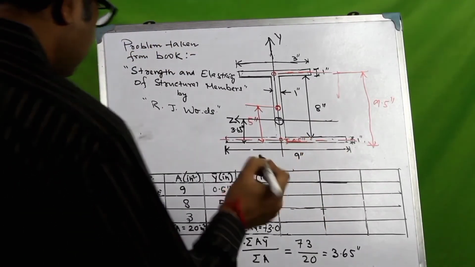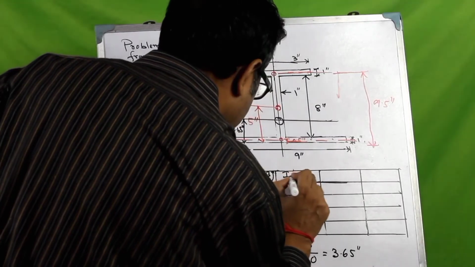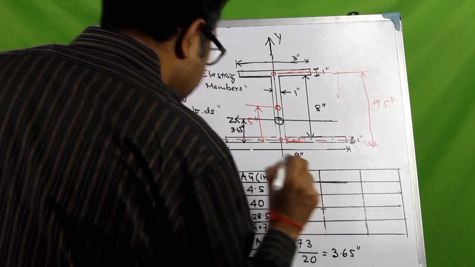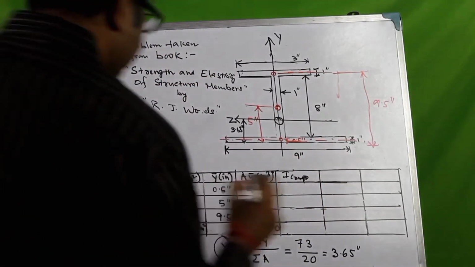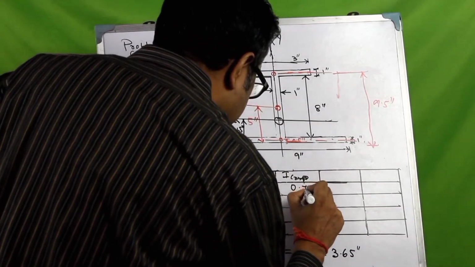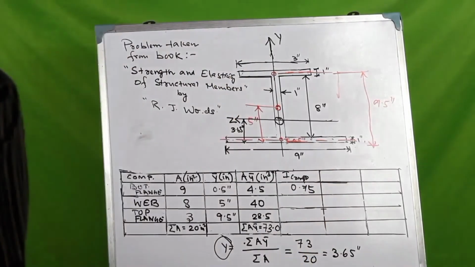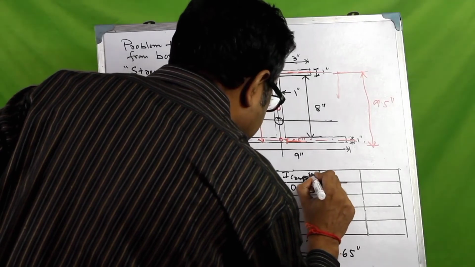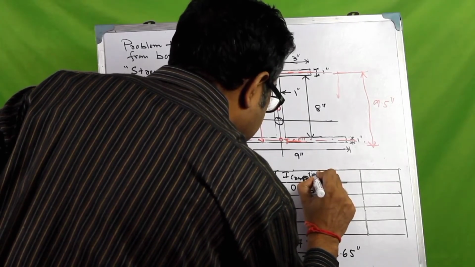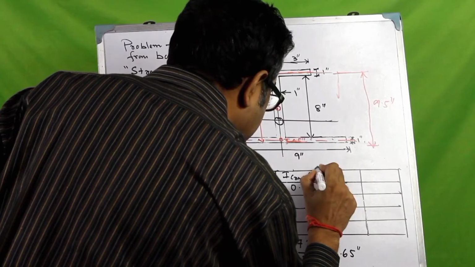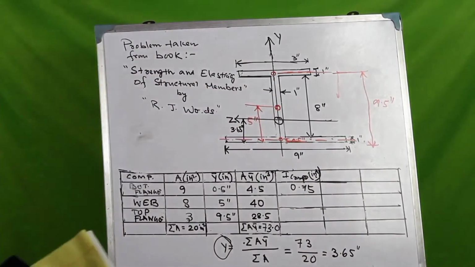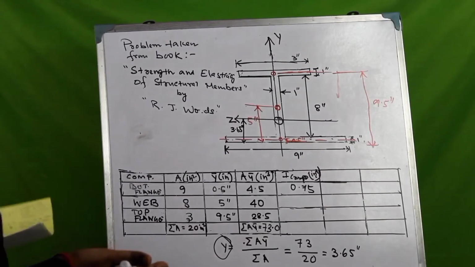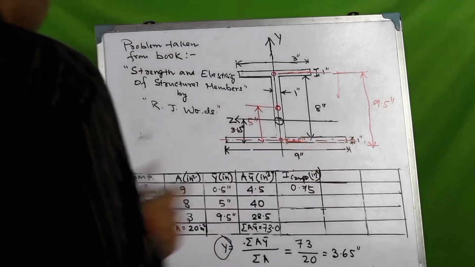So we are finding out what? The moment of inertia. So the individual moment of inertia of the components about their own centroidal axis, and for the bottom flange that is 0.75. And remember, what would be the unit of this? I had discussed this in this video. So that would be inch to the power 4. The moment of inertia values are given in the length units to the power 4.